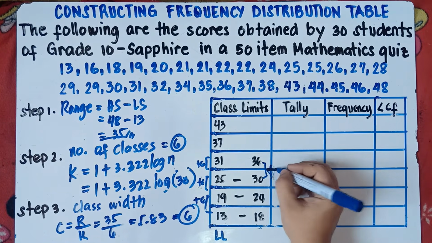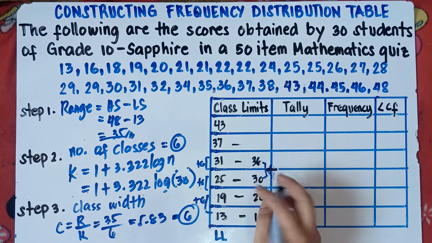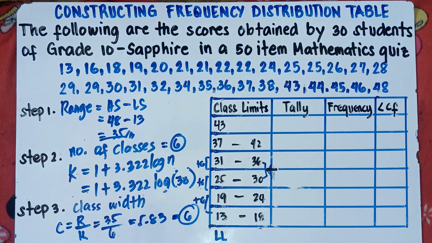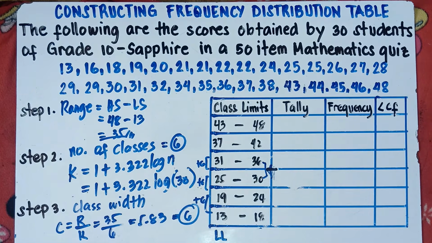Alright, so this is 36. Then 43, this will be 42. Then 42 plus 6, that is 48. Alright, and you're all set, class, for the class limits. Easy, right, for the class limits? So, 13 plus 6, that's 19. Then this is 19, the last number should be 18 here. 18 plus 6, that's 24. 25, this will be 24.